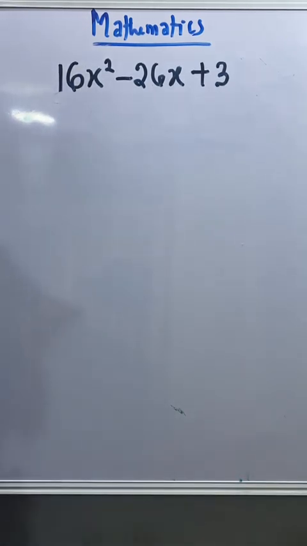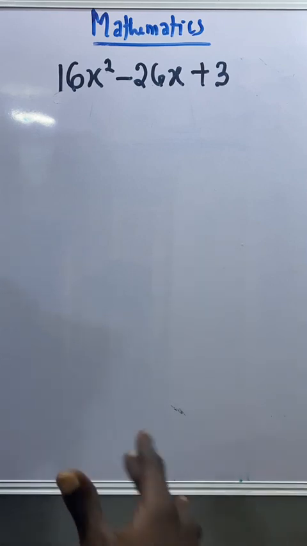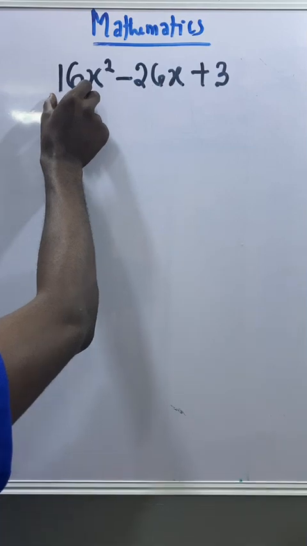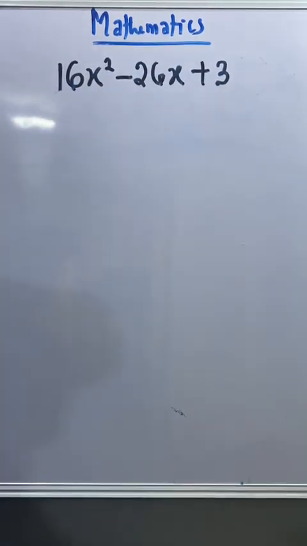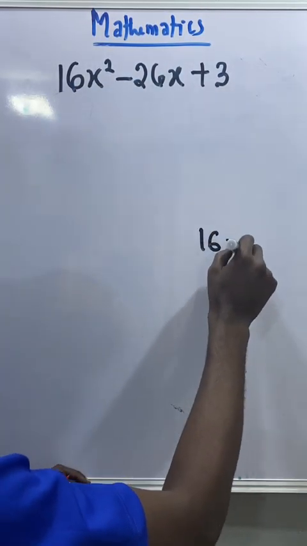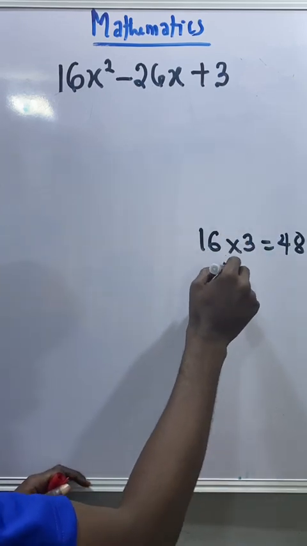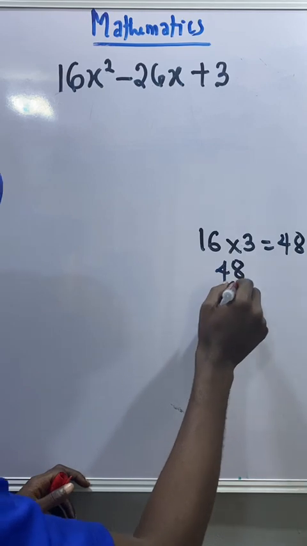So in that case, we cannot just solve directly. We can't simplify or factorize directly. We need to first multiply this 16 by the last term here. Let's do that somewhere. 16 times 3 will give me 48. So I need to break 48 down into factor pairs.